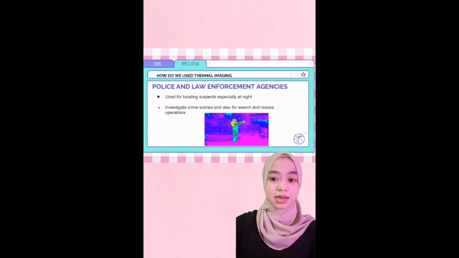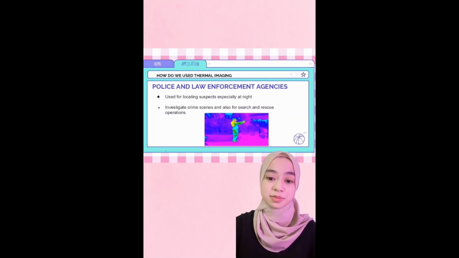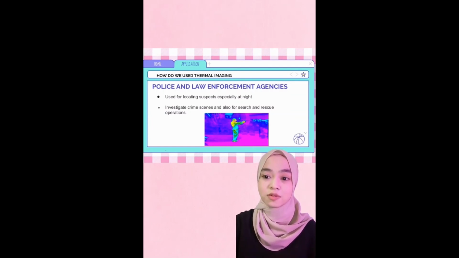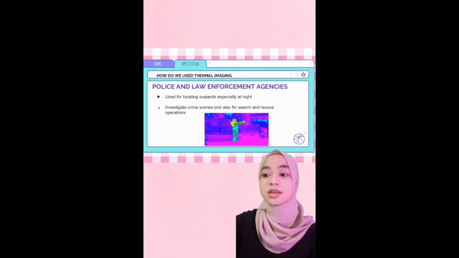Lastly, police and law enforcement agencies incorporate thermal images into the surveillance equipment used for locating suspects, especially at night, as well as to investigate crime scenes and also for search and rescue operations. They are superior to night vision devices as they don't require any ambient light and are unaffected by bright lights, which is essential for tactical missions.